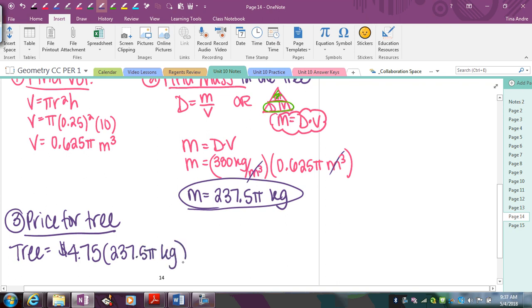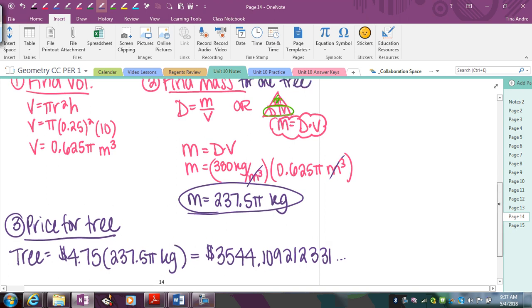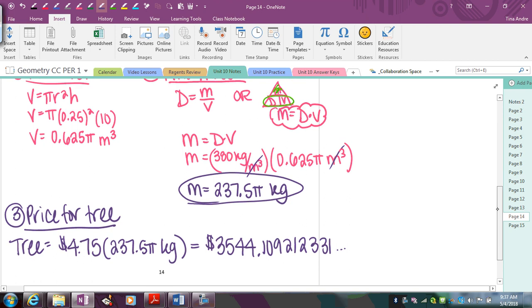Don't forget that pi. Otherwise, if you don't like leaving pi, you could put the entire decimal, but just make sure that you use the entire decimal in your calculator when you're doing the calculations. So 4.75 times that 237.5 pi is giving me 3,544.1092123331. I'm not going to round to money. I know it seems weird not having two decimal places for money, but I want to wait until my final answer. So that's what you get for one tree.